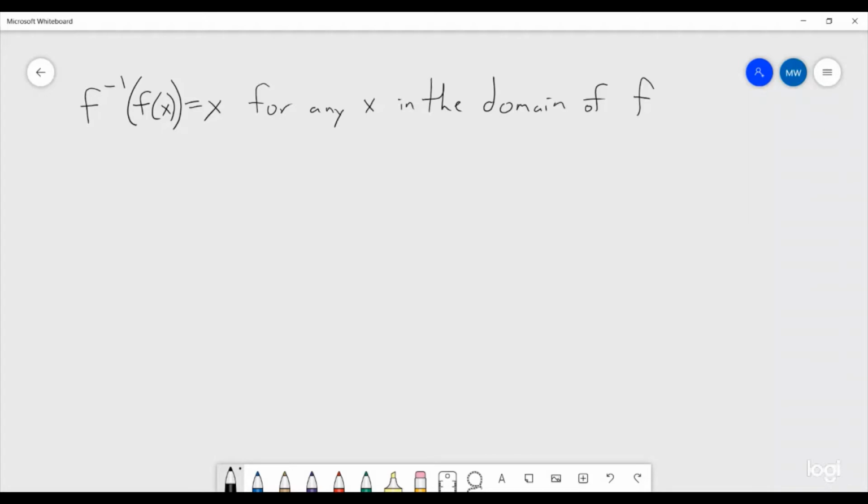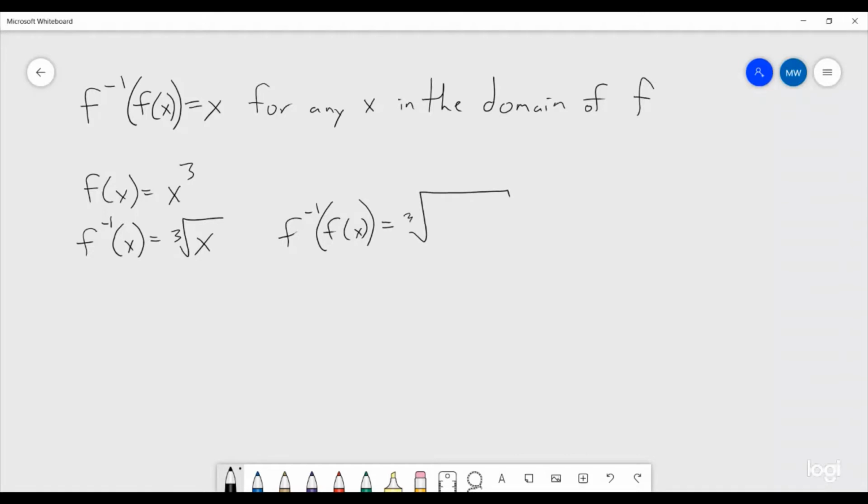So, for example, let's say that f of x is equal to x cubed. Then f inverse of x is going to be the cube root of x. Because if we look at f inverse of f of x, that's just the cube root of x cubed, which is equal to x. So the inverse of x cubed is the cube root of x.